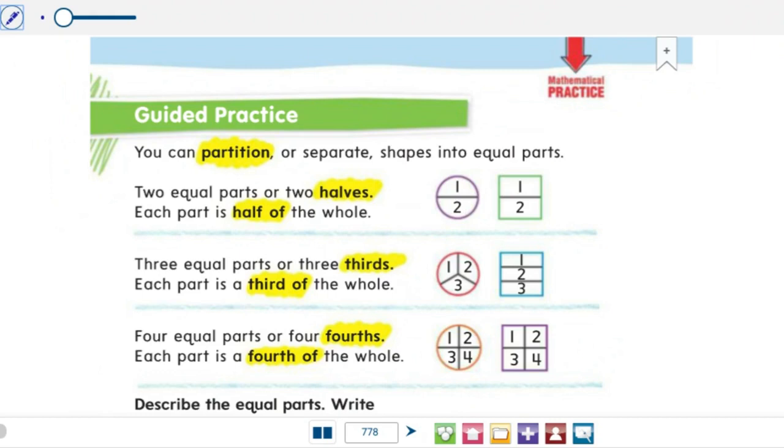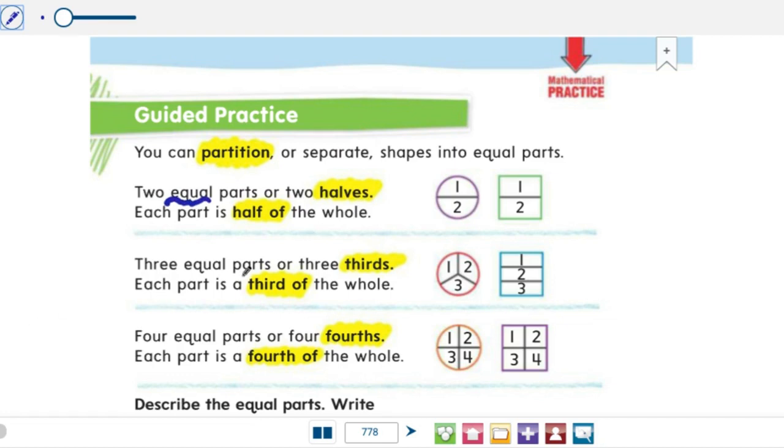It says, you can partition or separate shapes into equal parts. Two equal parts, or two halves, each part is half of the whole. So when we have a shape and we cut it into two equal parts, and that's one of the keys here today, is we are talking about equal parts, okay? When we do that, then these are called halves. Two parts together are called halves.